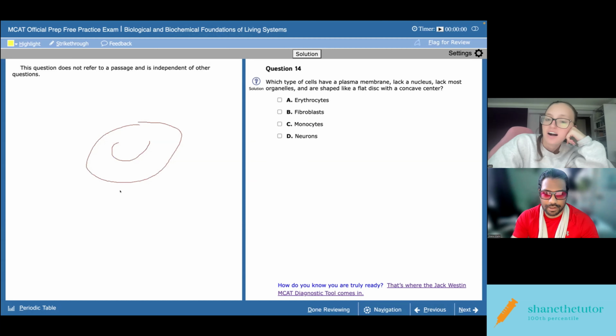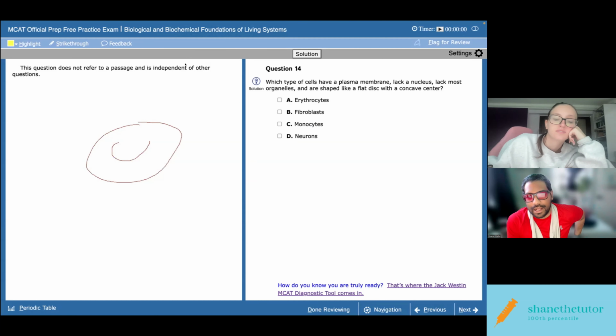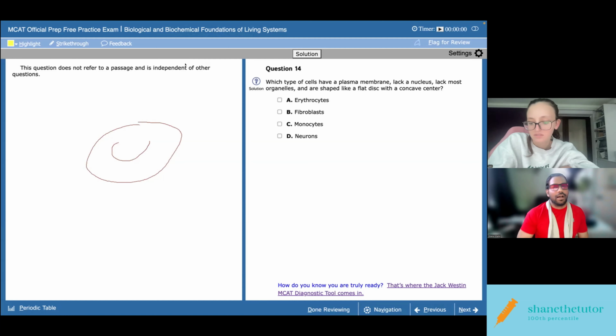And here I'm putting an image of it in the chat. But yeah, they don't have a nucleus, they have a plasma membrane, and they lack most organelles. And the flat disc with a concave center, that's going to be your red blood cell. So which one of these choices is a red blood cell?